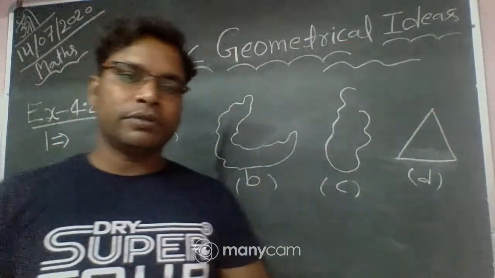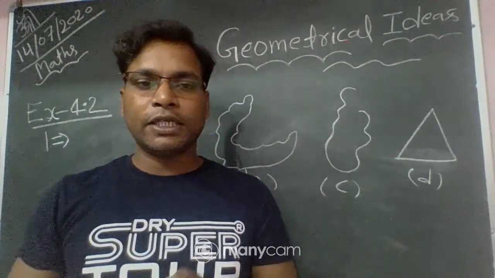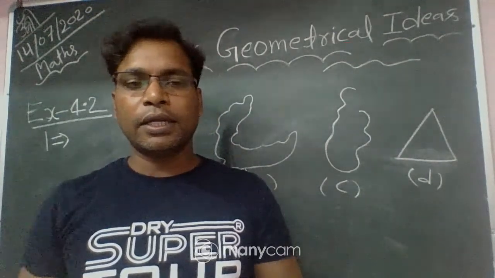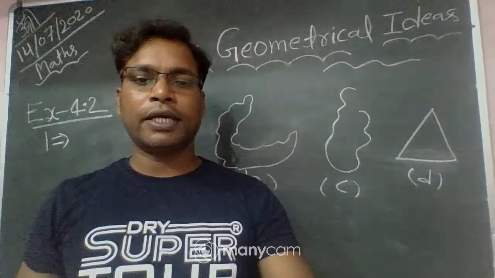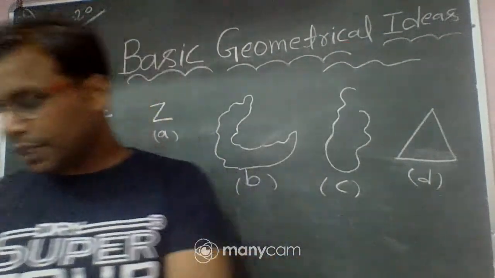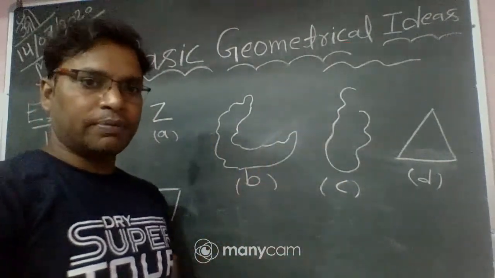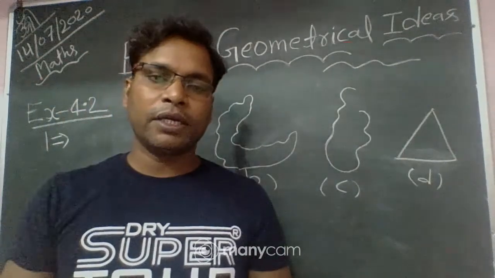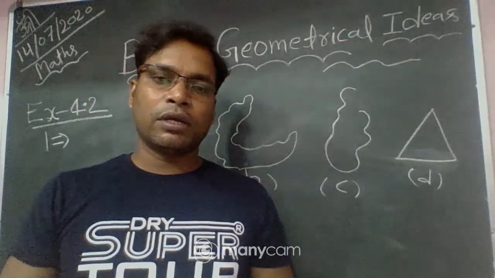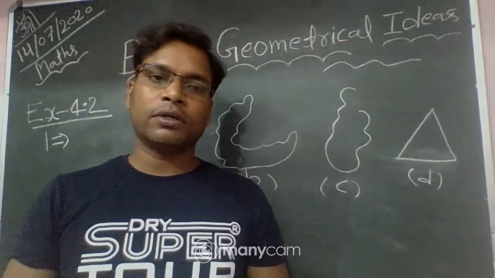So what is an open curve? When the initial point and end point are different, that is called an open curve. And when the initial point and end point are the same, or you can say coincide, this is called a closed curve.